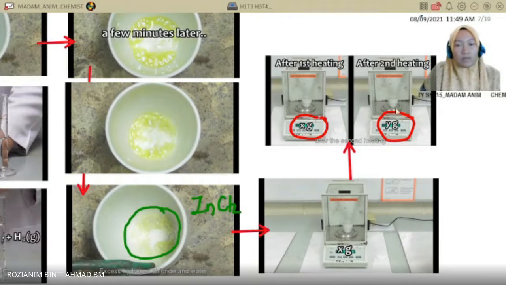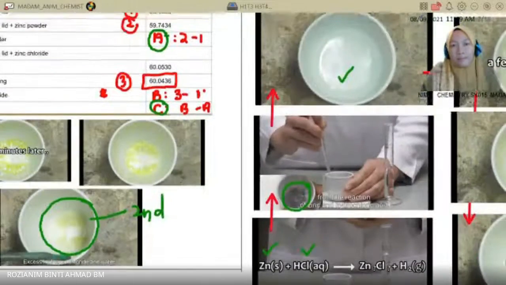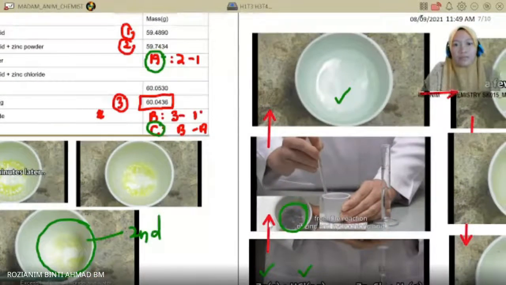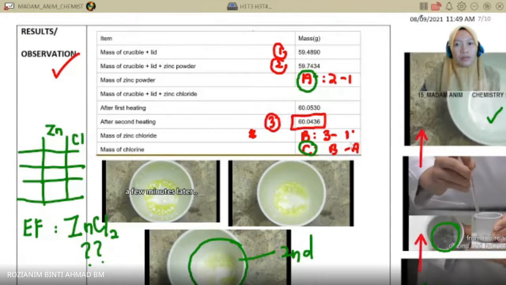Any question you want to ask before we proceed to next step? Cannot? Ada soalan nak tanya? Tak ada? Okay, so table ni faham? The most important for this experiment according for this table. Okay, so next part.